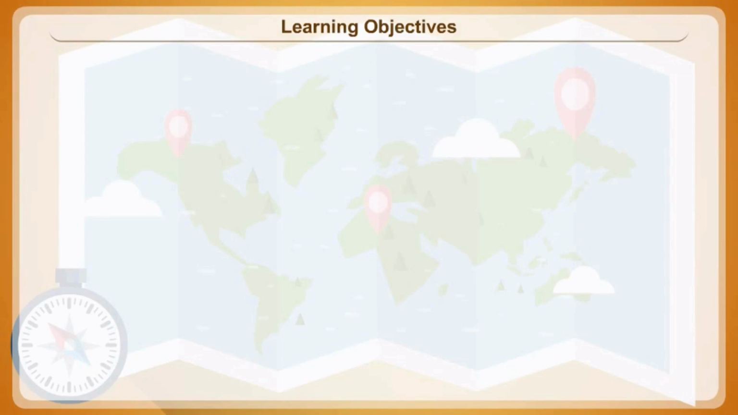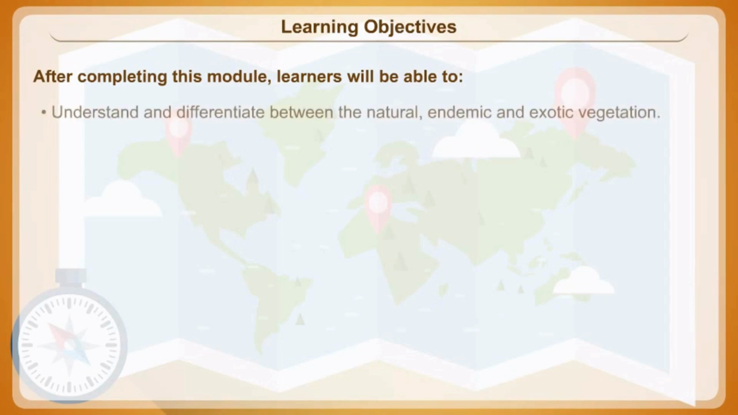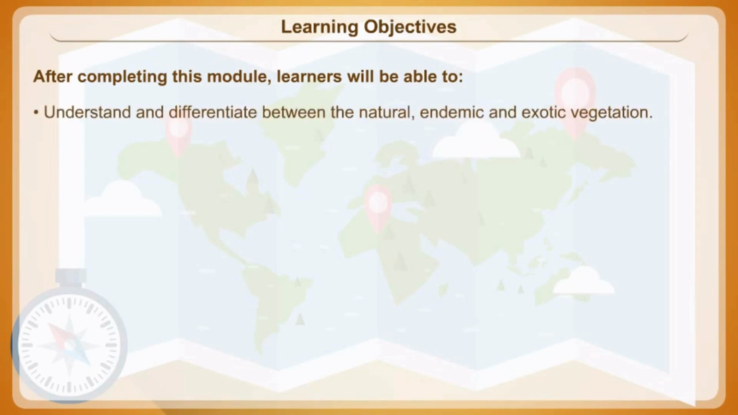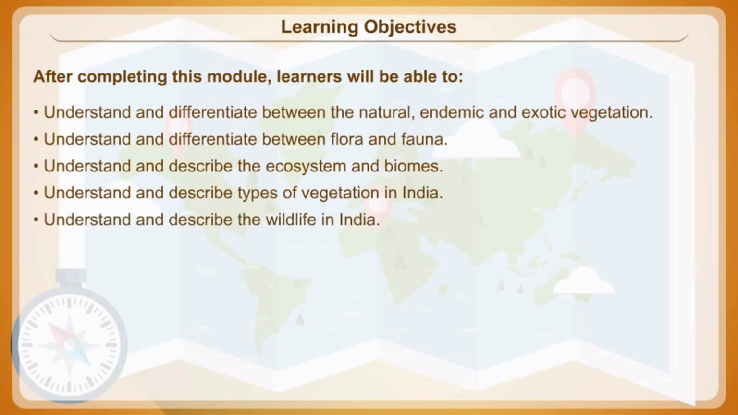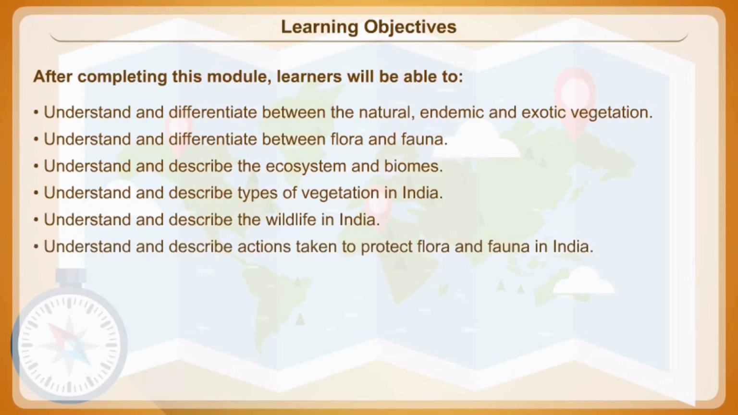Learning objectives. After completing this module, learners will be able to understand and differentiate between the natural, endemic, and exotic vegetation, understand and differentiate between flora and fauna, understand and describe the ecosystem and biomes, understand and describe types of vegetation in India, understand and describe the wildlife in India, understand and describe actions taken to protect flora and fauna in India.